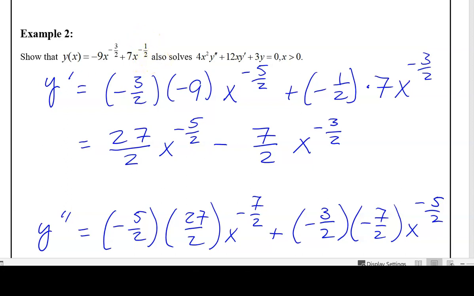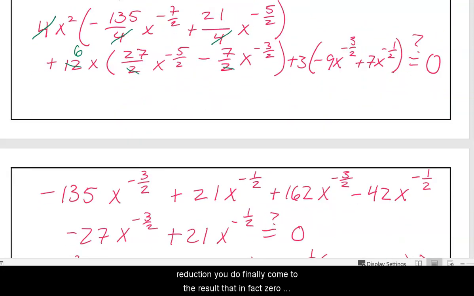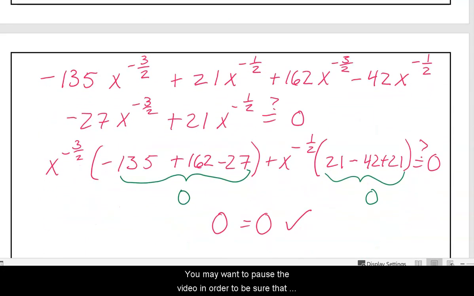square root. When we plug it into the equation, after some careful reduction, you do finally come to the result that in fact 0 does equal 0. You may want to pause the video in order to be sure that your answer matches mine, but you will receive the same solution in the end. Let's take a look at another example.